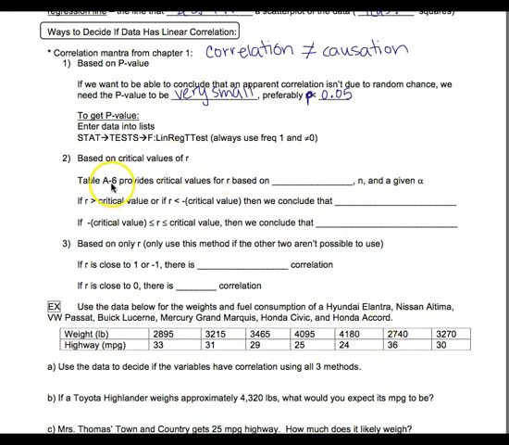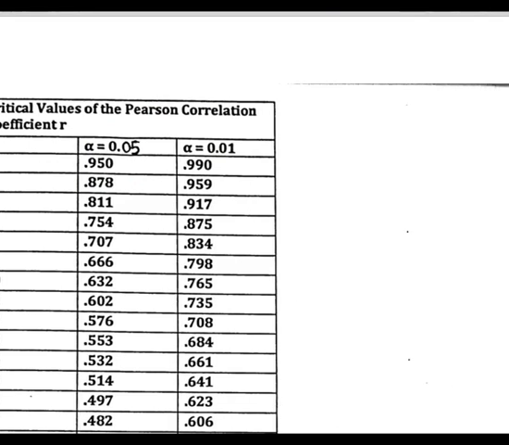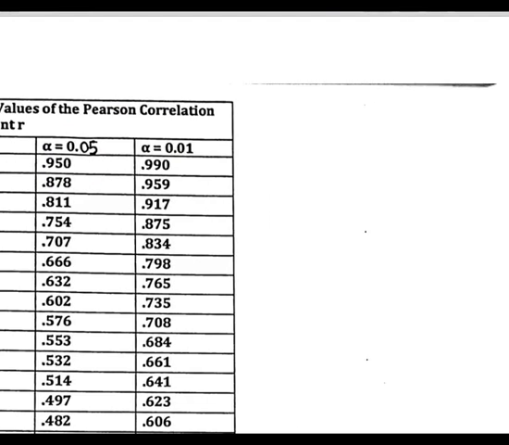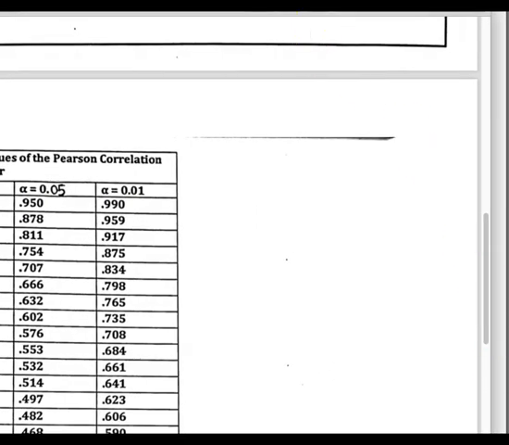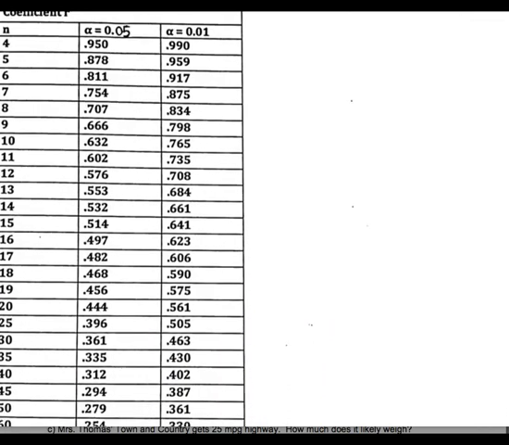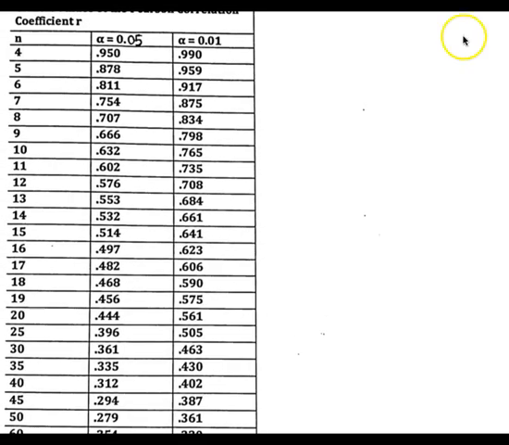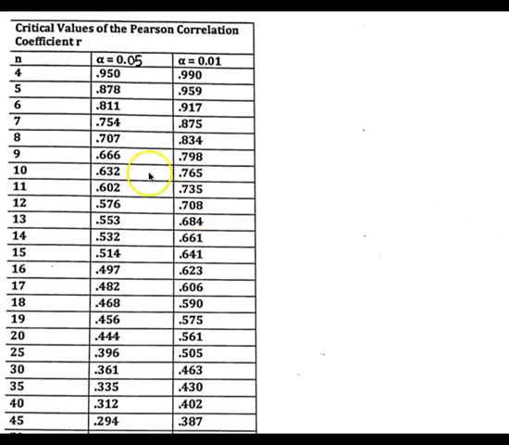So if you go to the back of the book to table A6, you'll see something that looks like this: critical values of the Pearson correlation coefficient R. And I need to make this a little bit smaller so that we can see it. This one that I have is actually straight from the formula sheet that you get to use on the midterm and the final. So most definitely you don't have to memorize any of this.